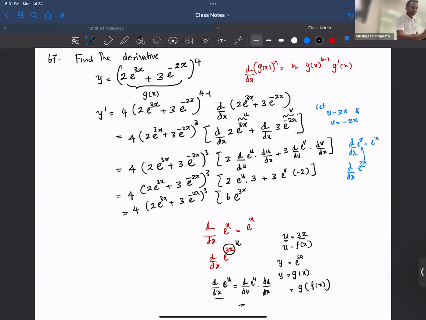This is 6 times e to the power 3x minus 6 times e to the power negative 2x. So you can take 6 as a constant, and then you can simplify it a little bit if you want to. Otherwise, you can leave it like that. Does that make sense?